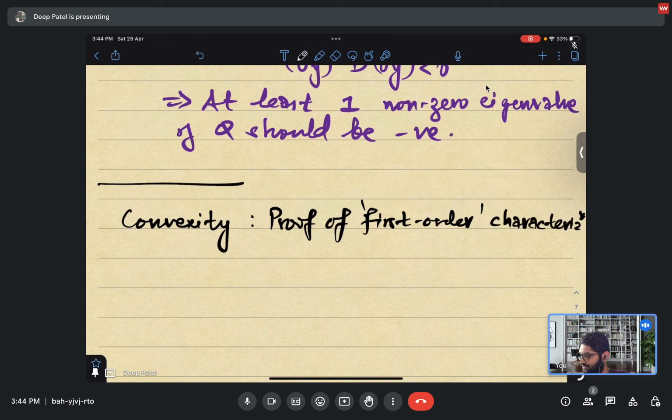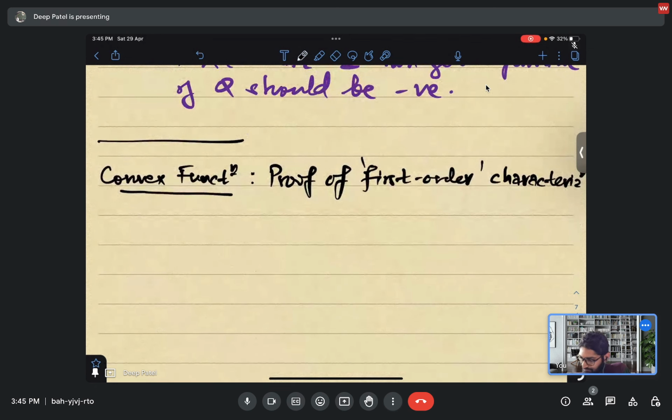Let me switch gears a little bit. Convex functions, I should write. There's a definition of convex functions that was not covered in the lecture. So I thought I'll do that because it's quite often useful.